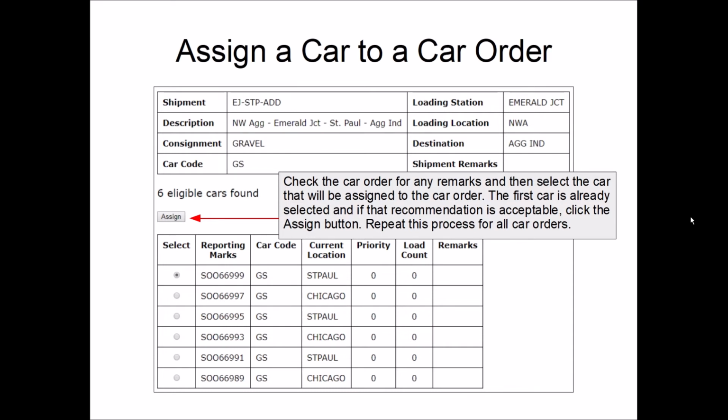Now, for our very first car order, which is for one car, one of those gons, the computer has recommended that we use the one that's in St. Paul because you can see it's already checkmarked. If that's fine, you can click the Assign button. It'll fill that car order with SUE line 66999. And then you go on to the next one, and you repeat this until you have all the car orders filled. You can either accept the ones the computer recommends, or you can choose your own.